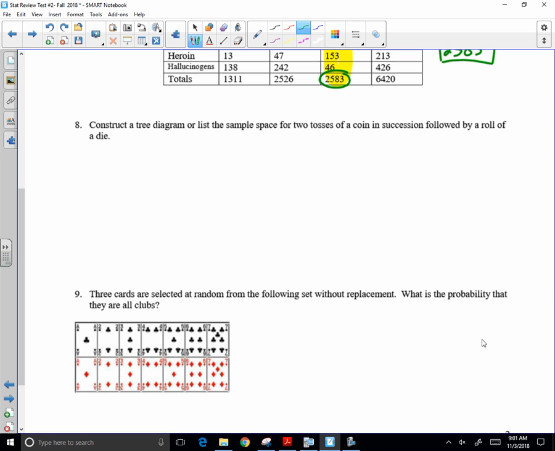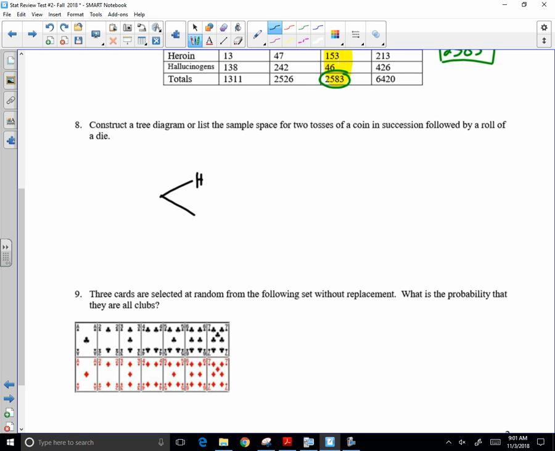All right, number 8. Construct a tree diagram or list the sample space for 2 tosses of a coin in succession, so one after the other, followed by a roll of a die. This one is also kind of a gimme, just more like you have to do stuff to earn your gimme.